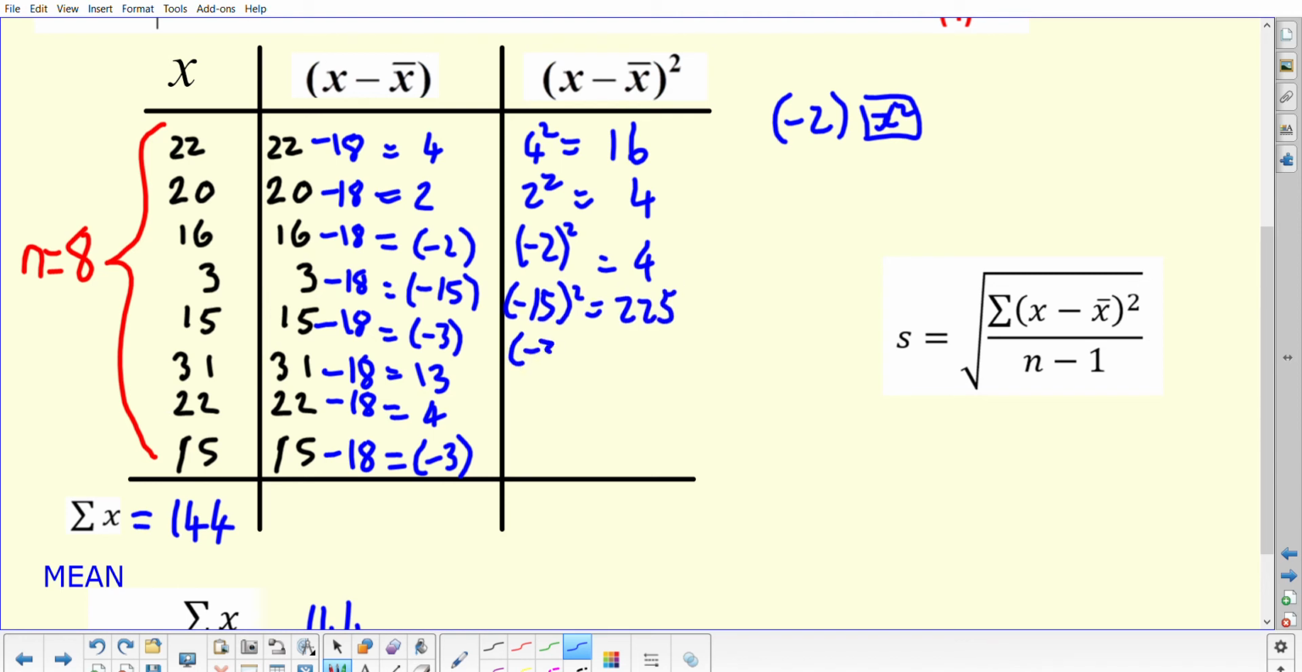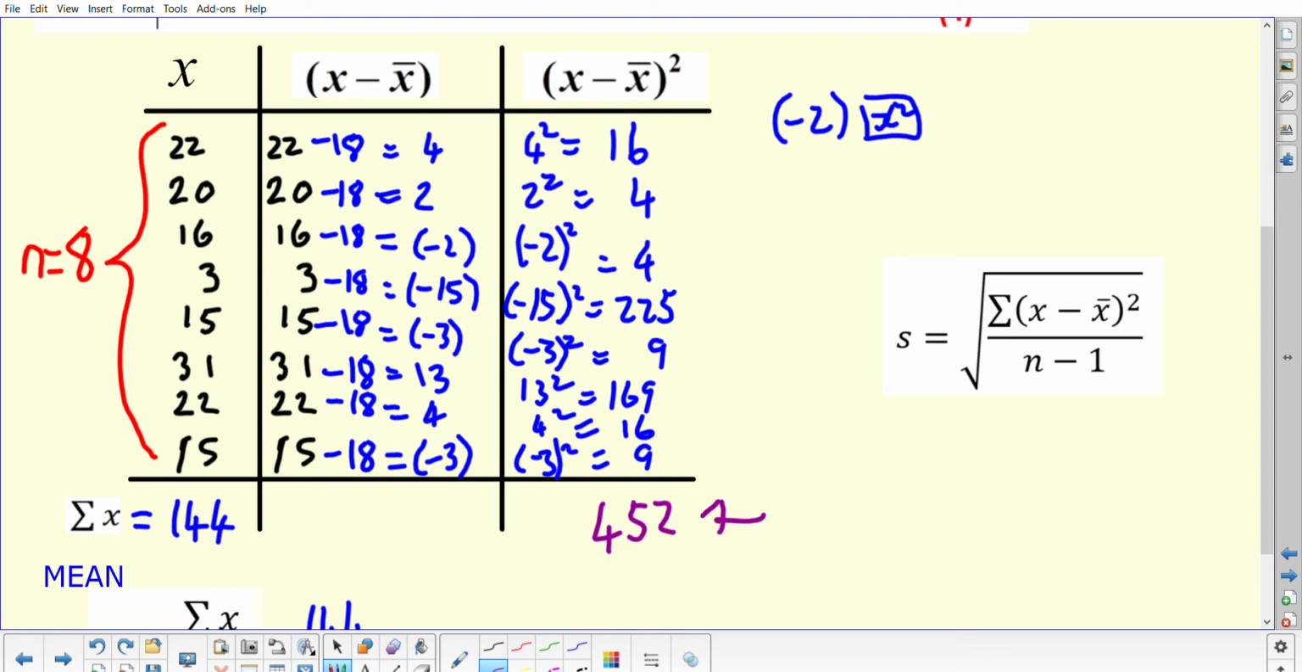Then our -3 squared, that's +9. Your 13 squared, 169. Your 4 squared, 16. And the -3 squared would be 9. What you then need to make sure you're doing with all of those is add those numbers up. So when you've added those up, that total comes to 452. Adding all of these numbers up.